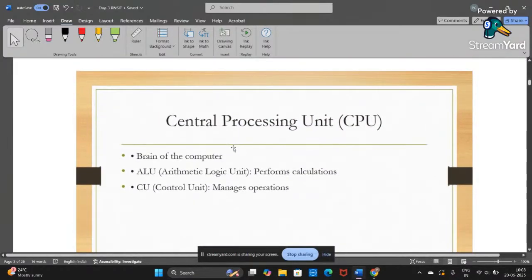CPU, central processing unit, is also called the brain of the computer. It performs calculation through the ALU, arithmetic logic unit. The control unit manages operations.